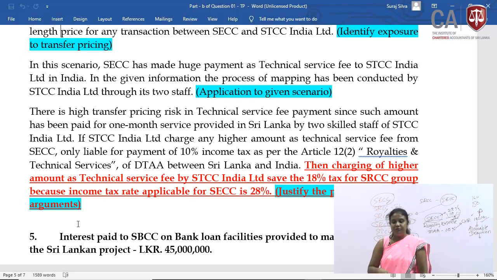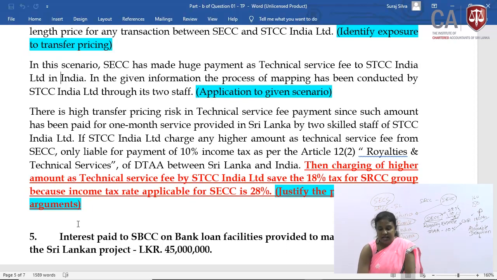In the given information, the process of mapping has been conducted by STCC India Limited through 2 staff. Then there is a question for 2 staff. For a one, in the question it has given for it's only for 1 month period. Such a thing, why they have paid this much of the amount? Then now you have to think, okay, there may be transfer pricing arrangement. Now go for next one.